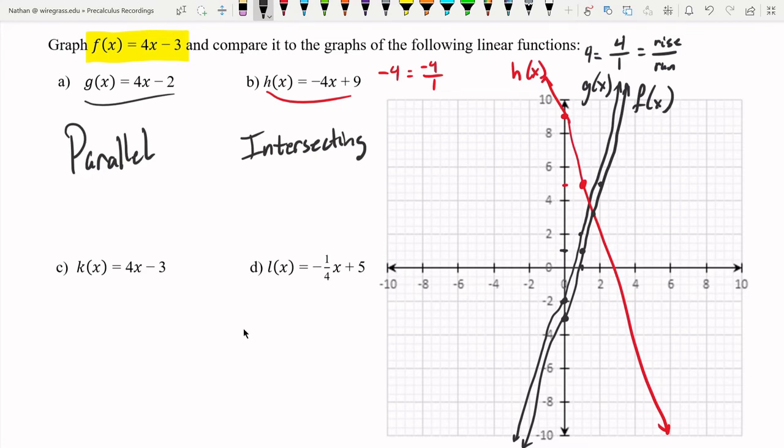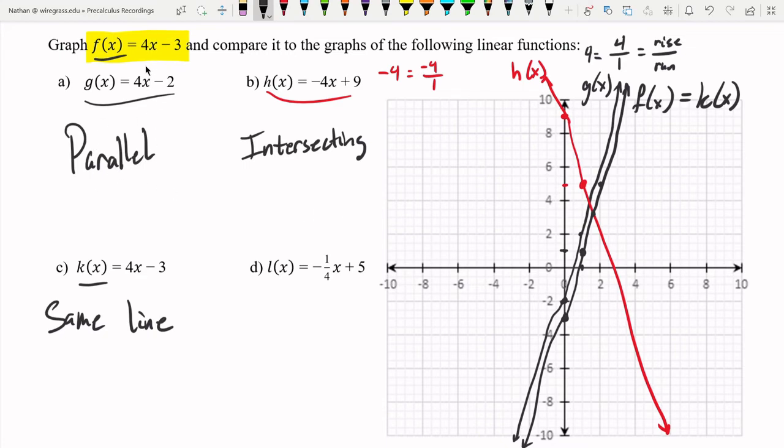Now k of x, we have a y-intercept of -3. That's right here again. A slope of 4, well, that's the same slope as f of x, from 1, 2, 3, 4 over 1. That's the same point as f of x, which means it's the same line as f of x. This is the same line. And I have this on here to show you that you can have two different functions that have the same equation. They're actually the same thing. They're not unique.